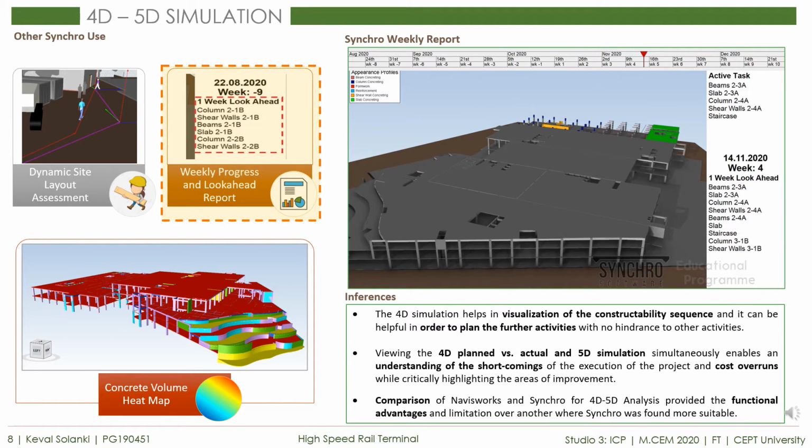We also explored Synchro Pro for other uses, such as the site layout assessment for the dynamic site layout movement. Second was the concrete volume heat map, which gives critical areas of concreting. And the last one is the weekly and the look ahead report. So as the site work progresses, active tasks and 1 week look ahead tasks are generated automatically with visualization of the work. The inference from the 4D 5D simulation was that it gives better visualization of the sequence, and we also explored the comparison between Navisworks and Synchro for the 4D 5D, and after performing on both, we found that Synchro was more suitable for these processes.